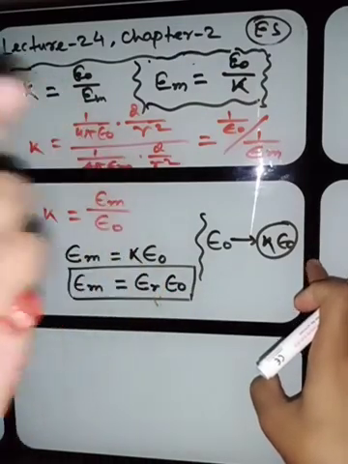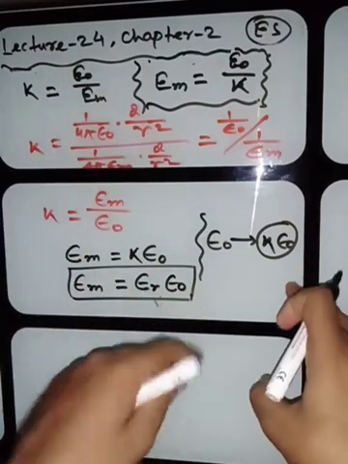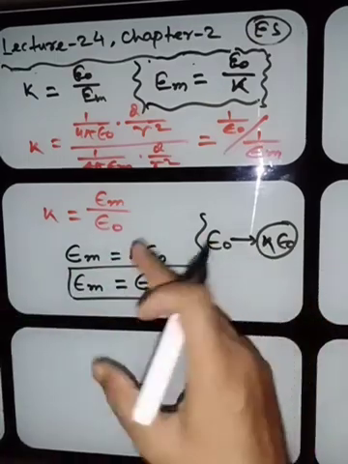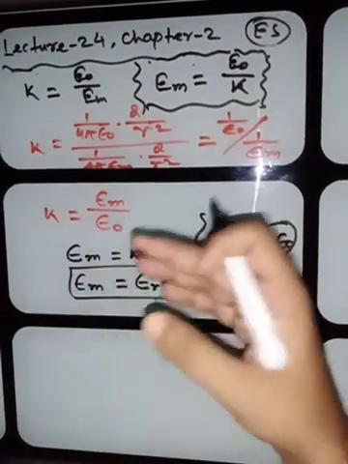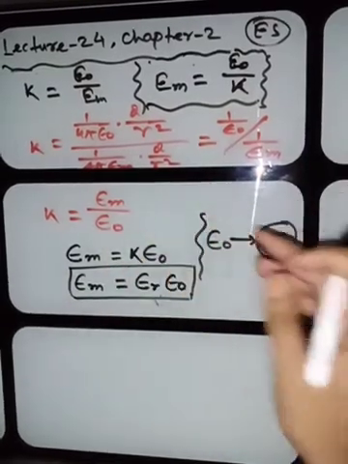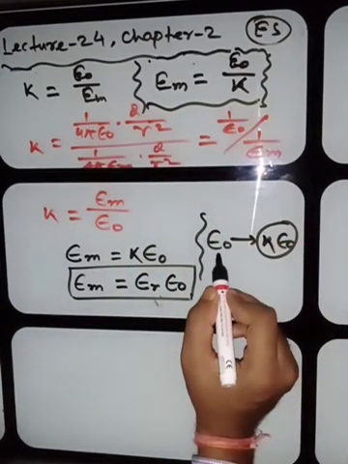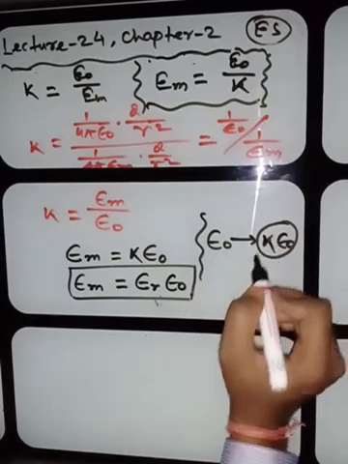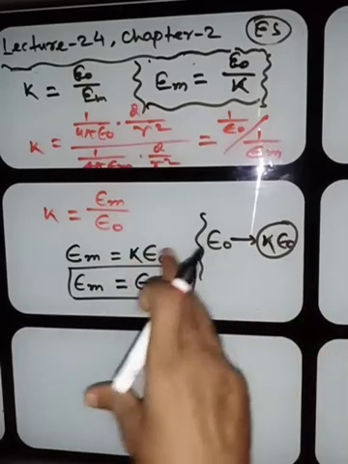If K is below, then that will decrease by K times. If above, that is in the numerator, then it will be increased by K times. Remember, replace epsilon naught by K epsilon naught. So in this way you can write the epsilon.